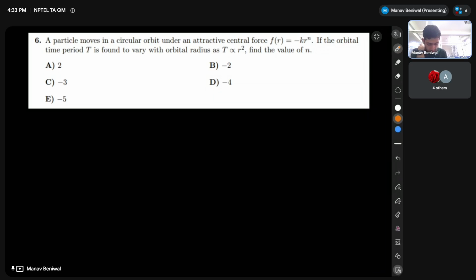So, we are given a particle which moves in a circular orbit. Okay. So, the orbit is circular, and we are given that the attractive central force F of r is minus k r to the n. So if the orbital time period T is found to vary with orbital radius as r squared, T proportional to r squared, find the value of n.